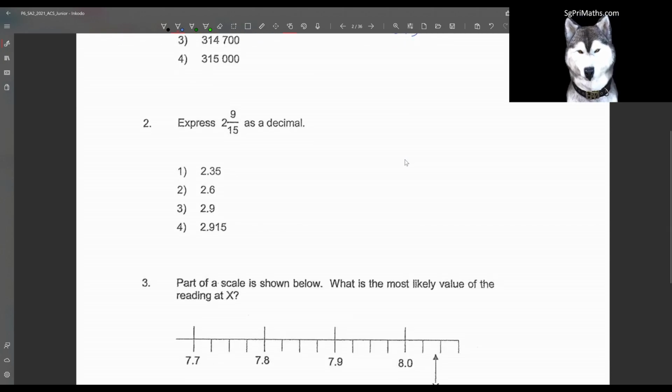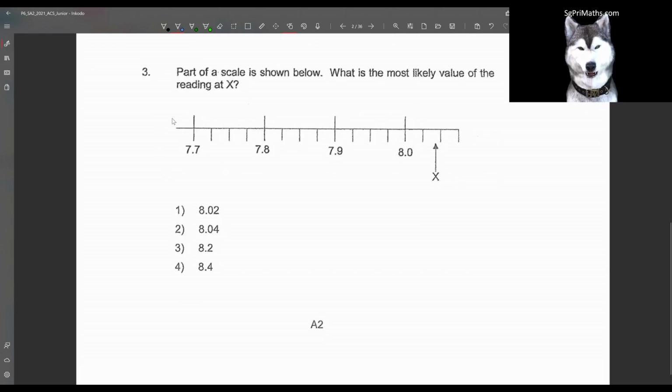Question 2. Express 2915 as a decimal. So 2915 equals to 2. 9 divided by 3 is 3. 15 divided by 3 is 5. This is equals to 2, 6 over 10, which is equals to 2.6. And the answer is option 2.